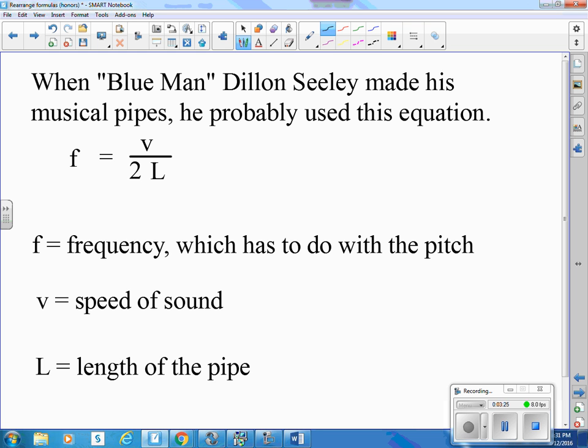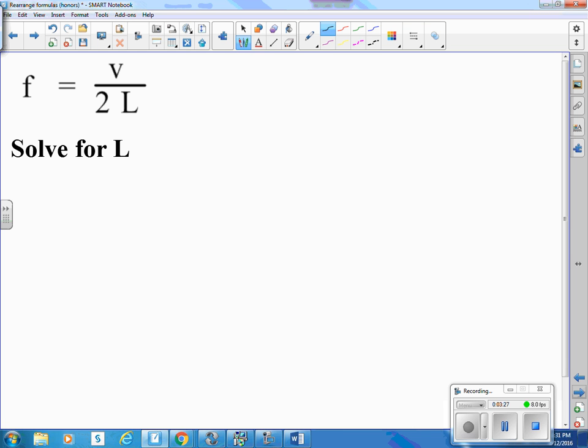Let's try to get L all by itself. To get it out of the denominator, we do the opposite of divide. The denominator is divide, so we're going to multiply by L. Whatever I do on the right, I have to do on the left. So this pair of L's cancel. Now I have L times F equals the velocity over 2.